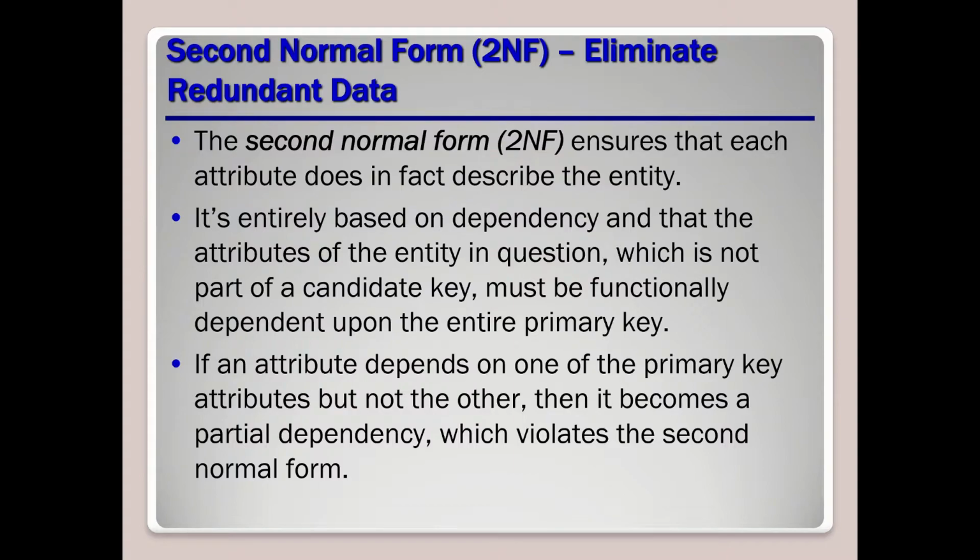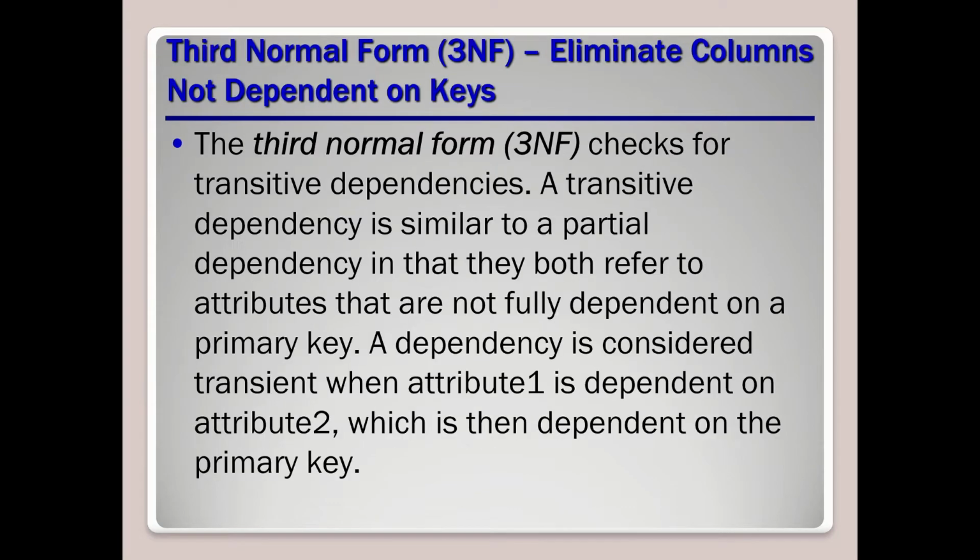Second normal form, 2NF, eliminate redundant data. The second normal form, 2NF, ensures that each attribute does in fact describe the entity. It's entirely based on dependency, and the attributes of the entity in question, which are not part of the candidate key, must be functionally dependent upon the entire primary key. If an attribute depends on one of the primary key attributes but not the other, then it becomes a partial dependency, which violates the second normal form.